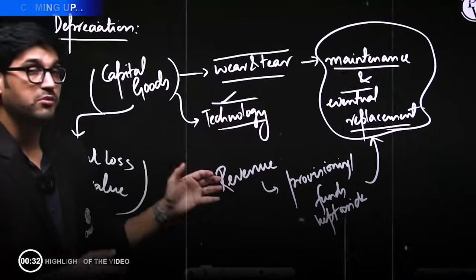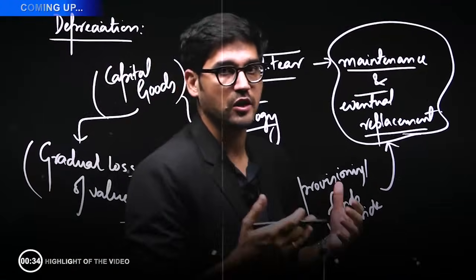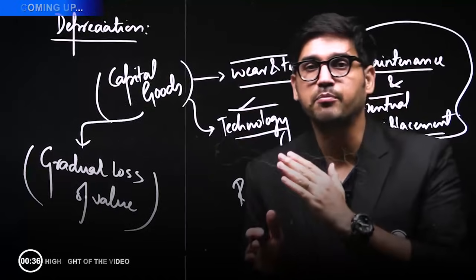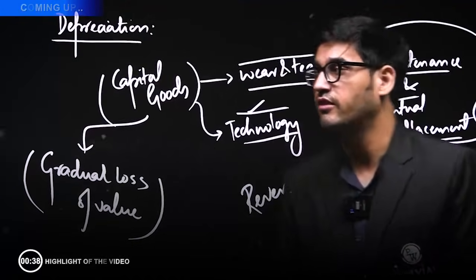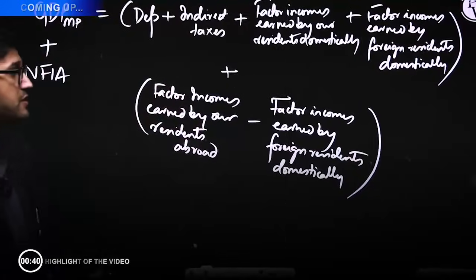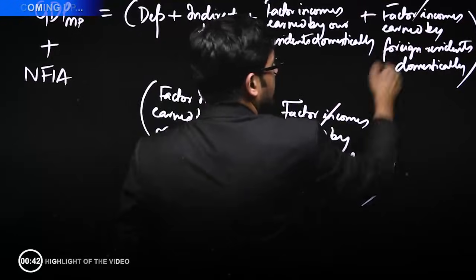Now, since the firm received a certain revenue from the sale of its output, from all the money, they have put aside some part of this money to cover for these two. You add this plus this, you will find this and this gets cancelled out.